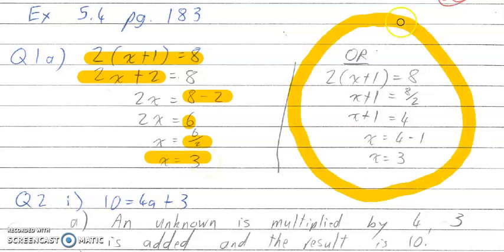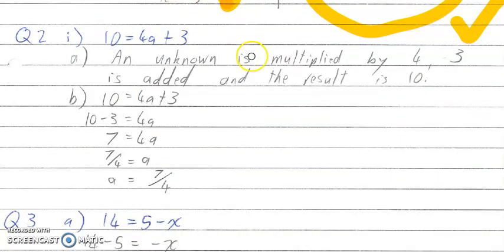Now, I've included over here another way to do the question. You don't have to do it this way. What I've done here is divide by 2 immediately instead of expanding the bracket. You can do it that way if you want. Each method is equally valid; no incorrect answer there. If you feel I'm going too fast, feel free to pause the video, rewind the video, or whatever works for you. Anyway, moving on to question 2.